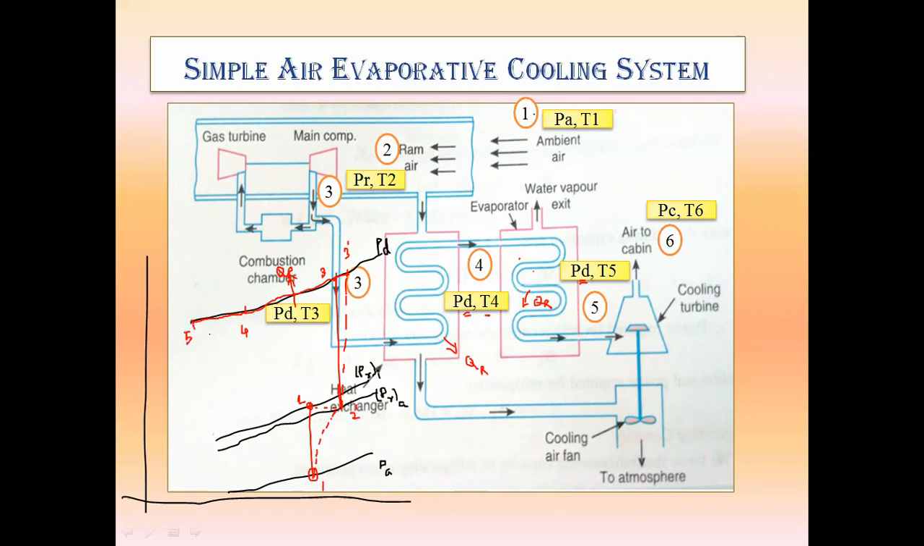And here there will be the heat rejection at a constant pressure inside the evaporator. Only this much change will happen from 4 to 5. After that, the 5 to 6 process will be the same.